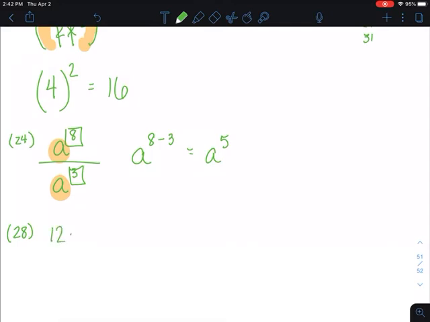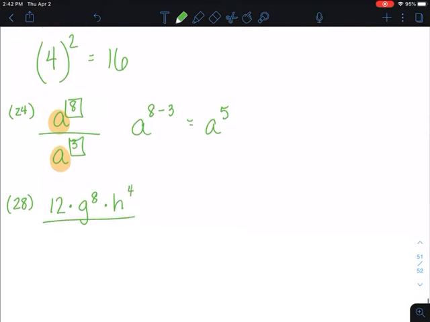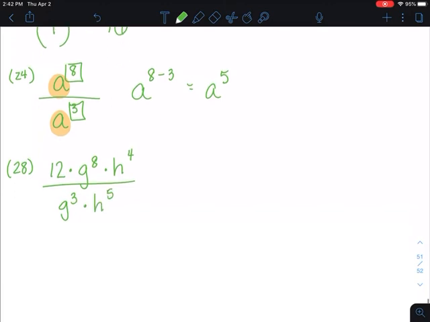Okay, let's look at 28. So for 28, we have 12 times g to the 8th power times h to the 4th power, and all of that is being divided by g cubed times h to the 5th. So here your 12, you don't have any numbers to divide by, so you keep your 12. Then you have 8 minus 3, which is 5. So it's going to be g to the 5th.